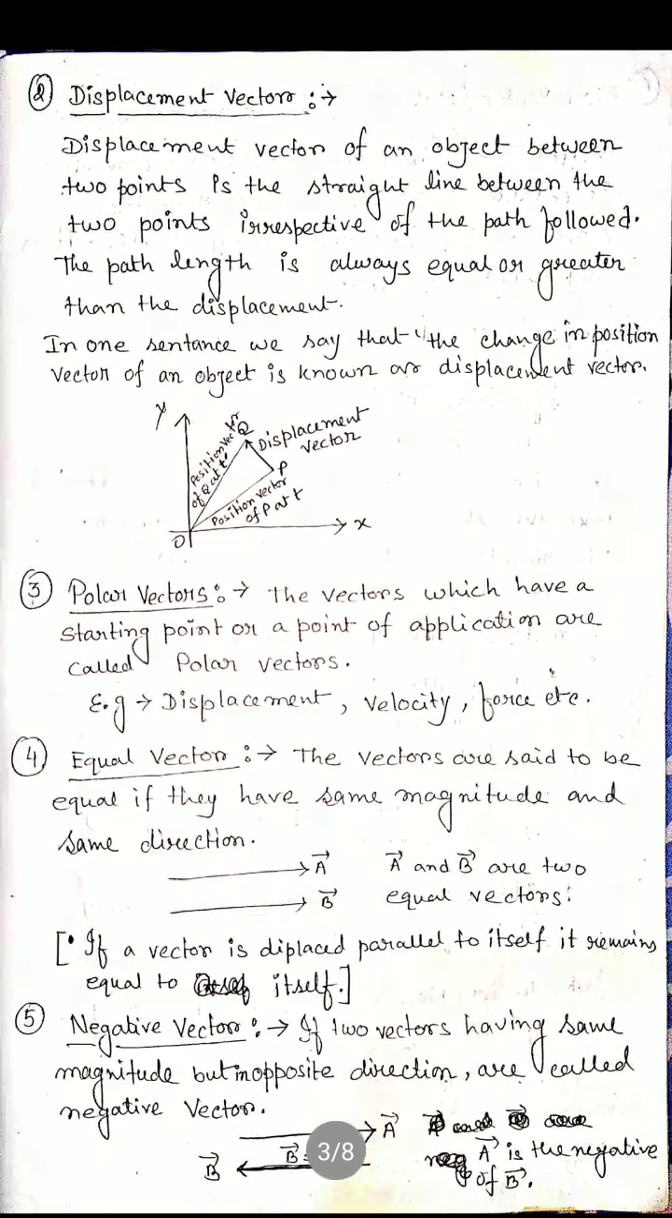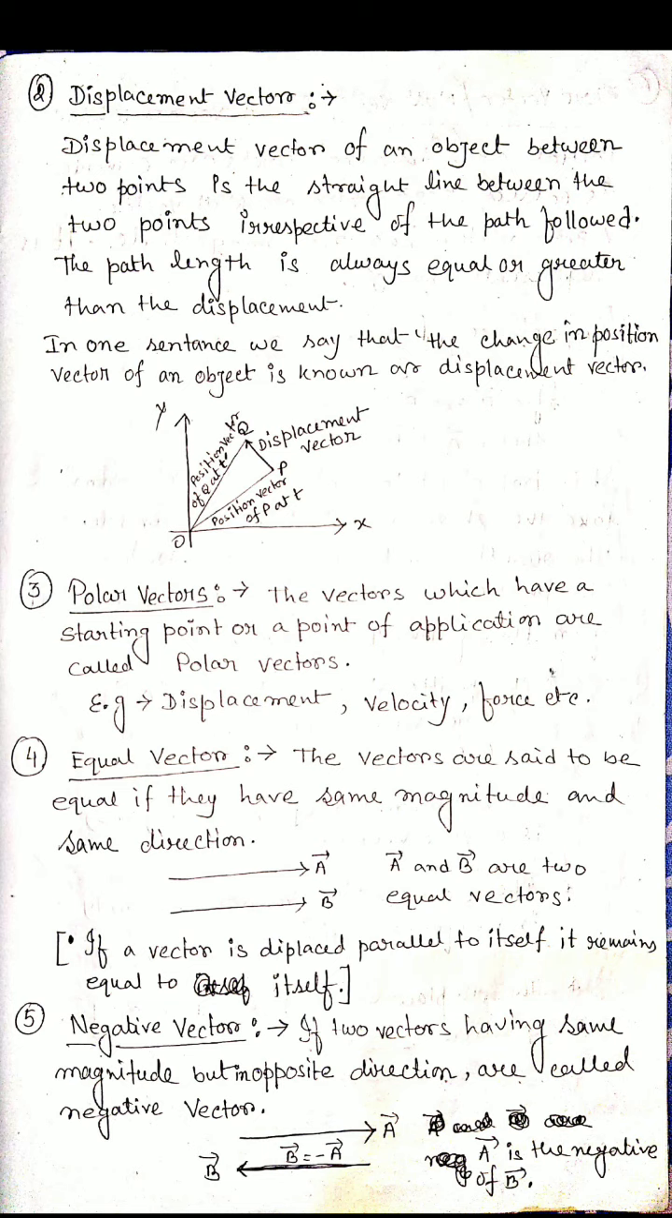That's why in one sentence we can say that the change in position vector of an object is known as the displacement vector, because first it is situated at point P, then it changes from P to Q. So its position vector also changes after some time t. That's why this displacement P to Q is denoted by a vector, a straight line with an arrow sign. This is called the displacement vector.